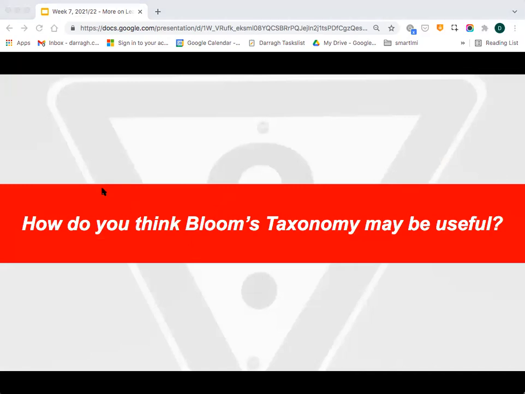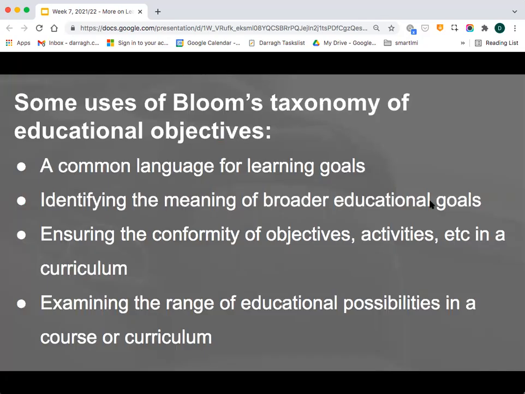So as we've identified, one key area where Bloom's taxonomy would be particularly useful is as a common language for learning goals, as a way of identifying the meaning of broader educational goals. So for example, if we're talking about a specific course or a particular curriculum, you might look to align national standards or standards within an institution to what you're using for the module. It's a way of ensuring the conformity of objectives and activities in the curriculum.